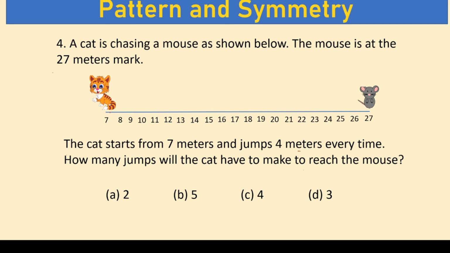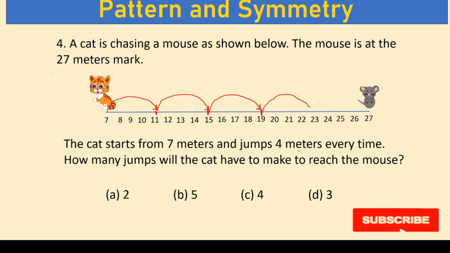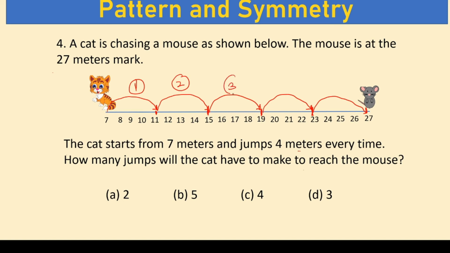So from 7, every time she jumps 4, reaching 11. From 11, another 4, she will reach 15. From 15, another 4, she'll reach 19. 19, another 4 is 23. And 23, plus 4 is 27. So there is 1, 2, 3, 4, and 5. So I added 4 at each interval and understood that there are 5 jumps that the cat needs to make to reach the mouse. Hence option B is our right answer.